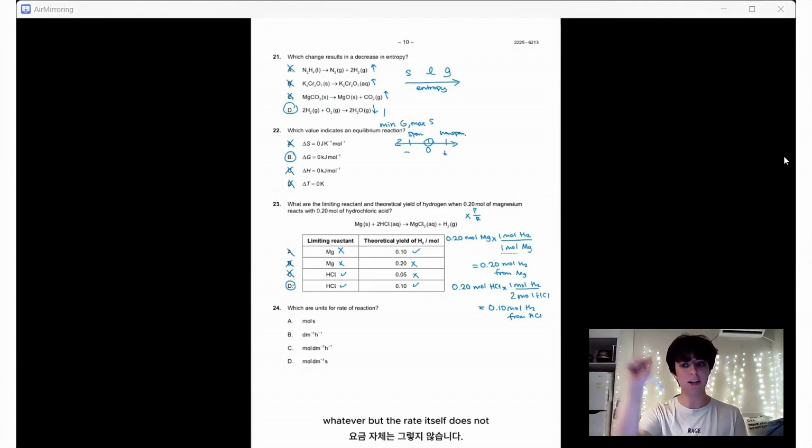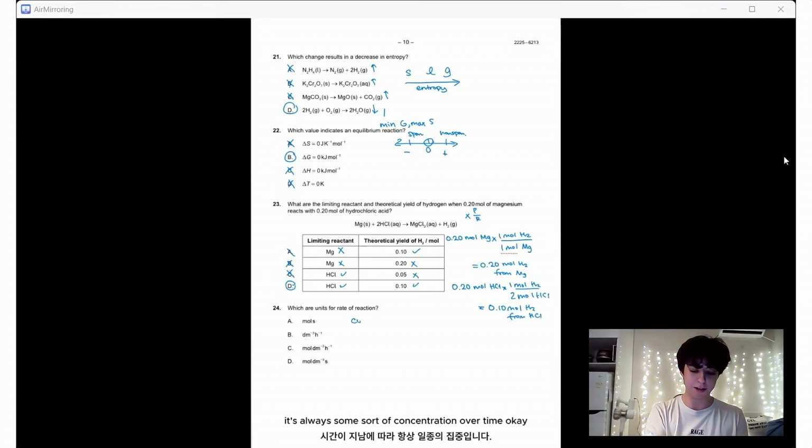But the rate itself does not, whether it's average or instantaneous, it's always some sort of concentration over time. Okay. That usually is moles over some volume over some time. It doesn't really matter what unit volume or time is, as long as it's valid for concentration or time. Okay.